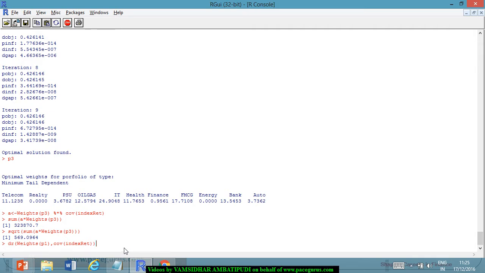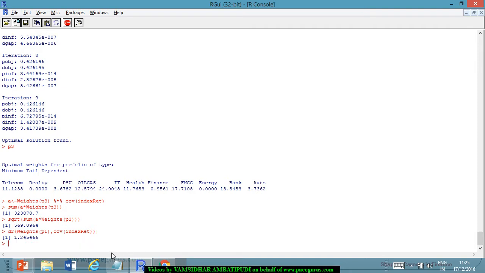So let me look at the diversification ratio in each of these cases. In the first case, the diversification ratio is 1.24. If it is 1, it means that there is hardly any diversification. There is no diversification benefit coming through this portfolio. But the more I move above 1, the better the diversification benefit I am getting through this particular portfolio.